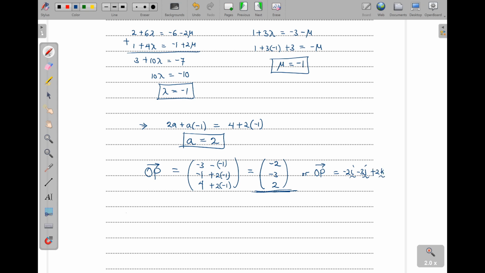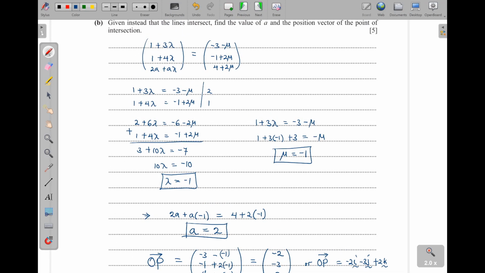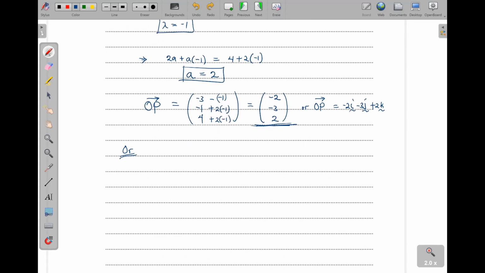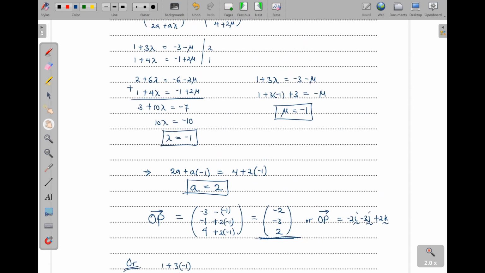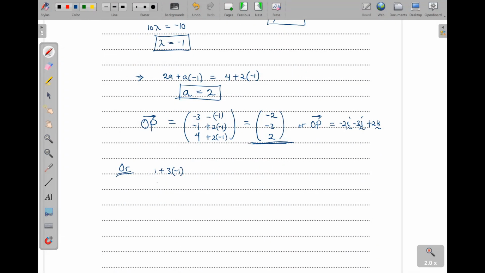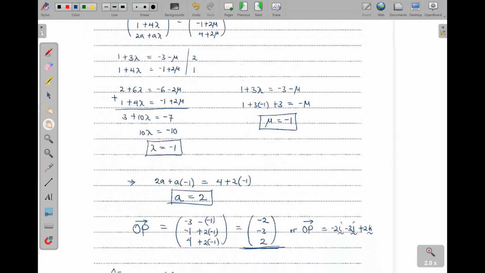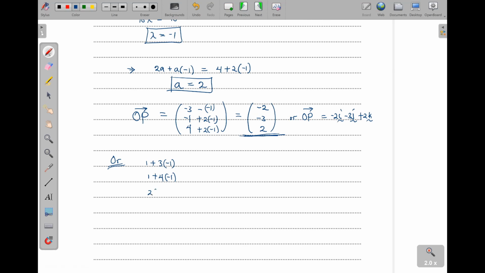Okay, or you can actually use this other one here. Okay, you can use this one here. So 1 plus 3 lambda. In the exam, you don't do this. I'm just showing each and everything. 1 plus 3 lambda is negative 1. Okay, then we have 1 plus 4 lambda. And then we also have 2a plus a lambda. 2a is 2, then plus a lambda is negative 1. Okay, so that is our OP.